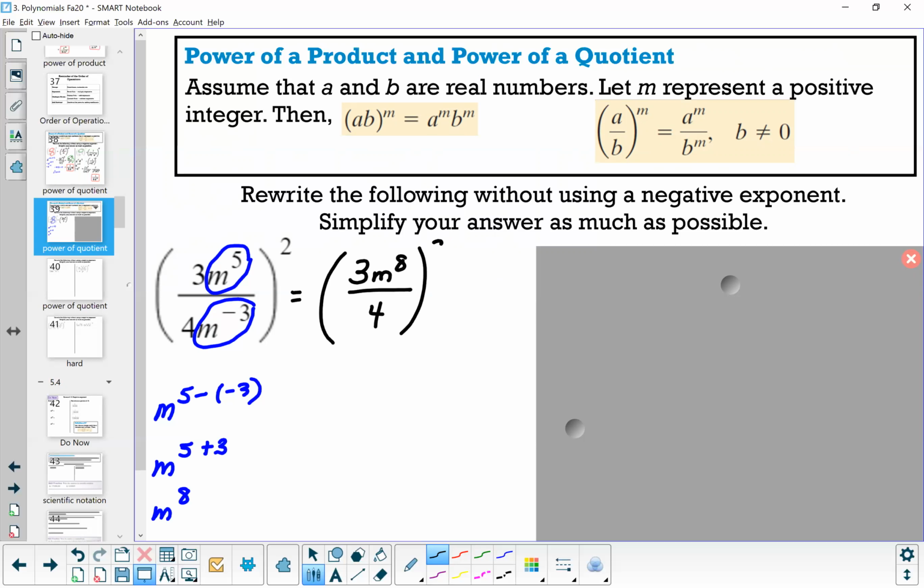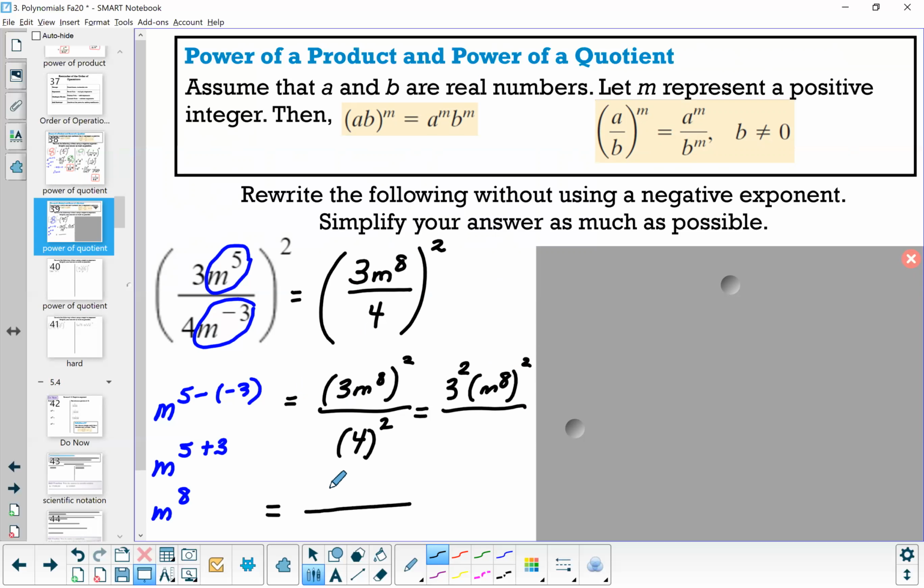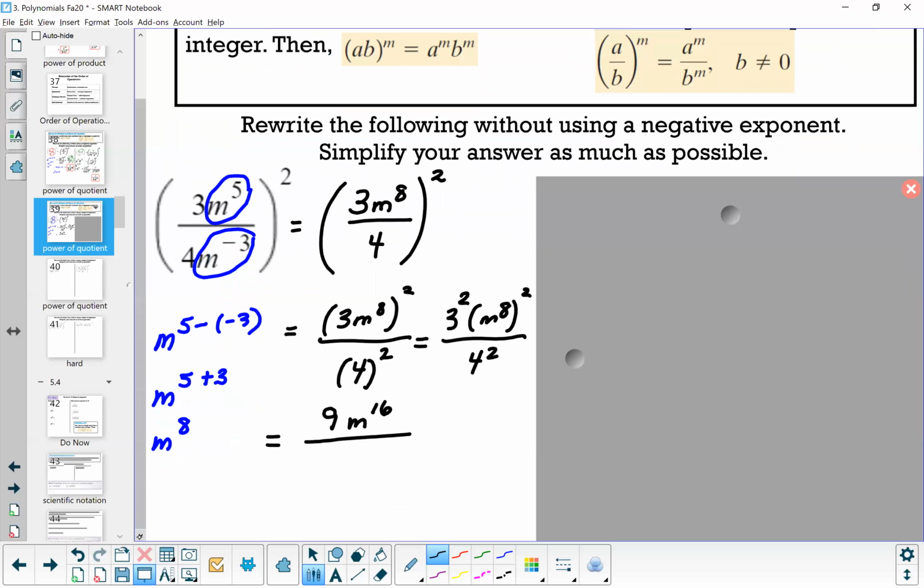Close parentheses, squared. Notice how my internal fraction is now simplified, and now I'm just going to square my numerator and square the denominator. So if we square the numerator, you have to square the 3. You have to square m to the 8th, which gives you 9m to the 16th. In the denominator, you're going to square the 4, and that gives you 16, and that is your answer.